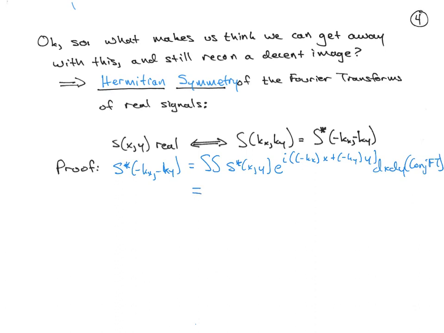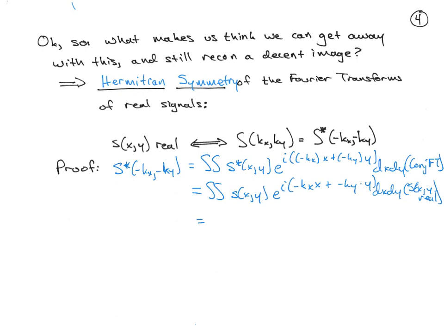Then if we apply the fact that s(x,y) is real, we know that its complex conjugate is equal to itself. Complex conjugating it doesn't do anything. So we can replace s conjugate of (x,y) with just s(x,y) because it has no imaginary component, but otherwise everything else stays the same. So here we've applied the fact that s(x,y) is real.